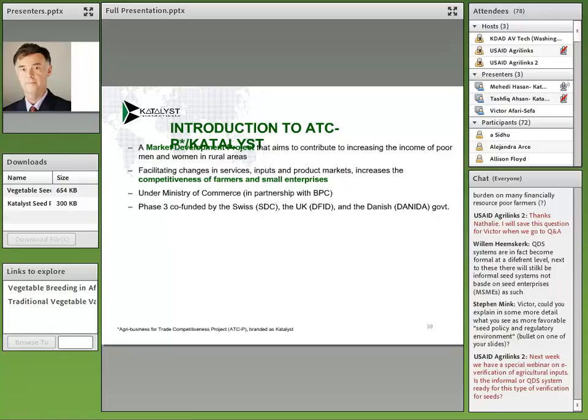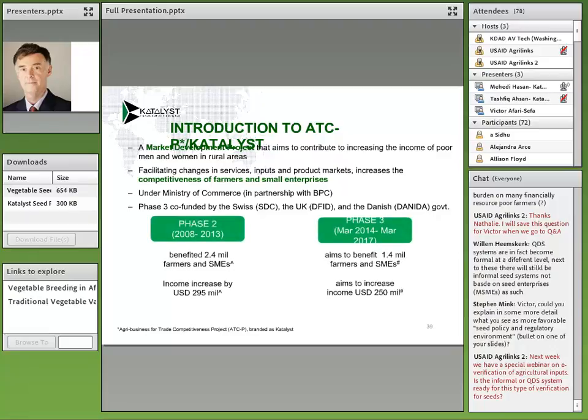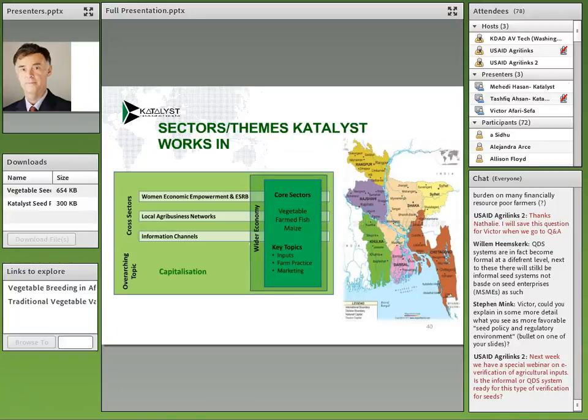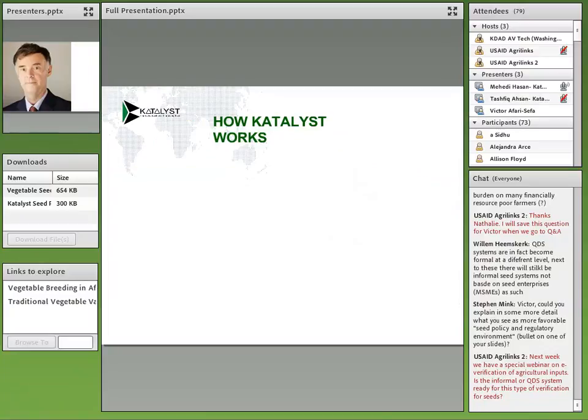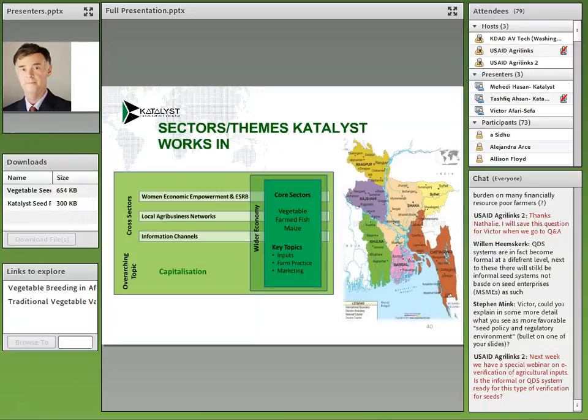During phase two, Catalyst has benefited 2.4 million farmers, and in phase three, it plans to benefit 1.4 million farmers and aims to increase the income by $250 million. So these are the sectors we currently work in. We have three core sectors, namely vegetable, farm fish, and maize. And we have cross sectors, women's economic empowerment, and local education network and information channels.